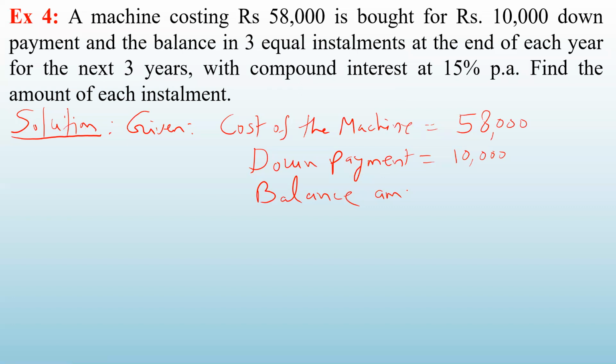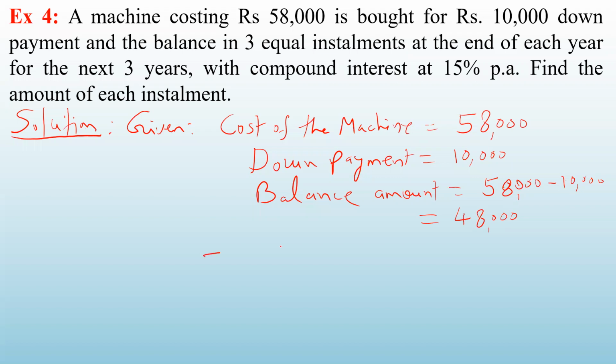Balance amount is how much? 58,000 was the cost and the down payment is 10,000. So 58,000 minus 10,000. What is the balance amount? Balance amount is 48,000. So this 48,000 is paid how?